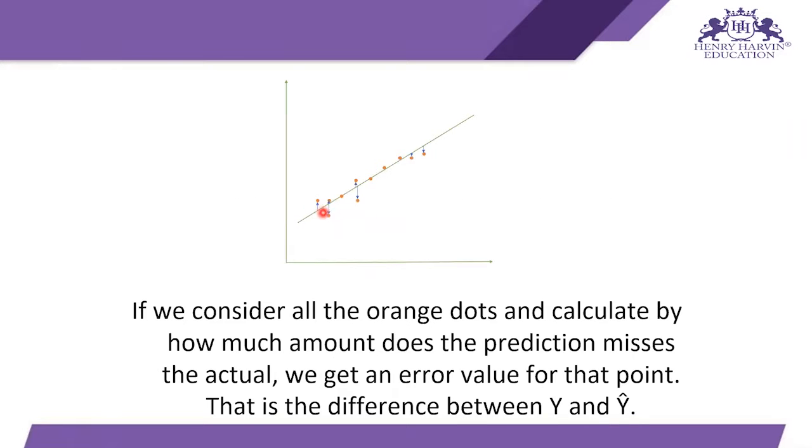As you can see, we have data and we get our best fit line. If we consider all the orange dots and calculate by how much the prediction misses the actual, we get an error value for that point. This is the difference between y and y hat. To get the estimate of loss, we just take the difference between y and y hat. This is how we calculate the error of our model.